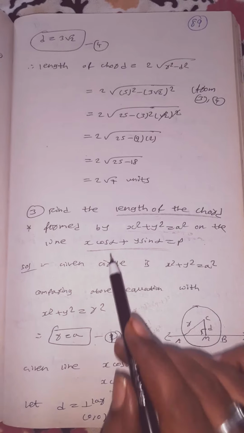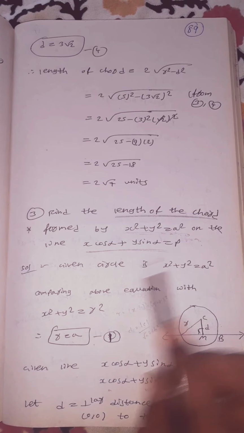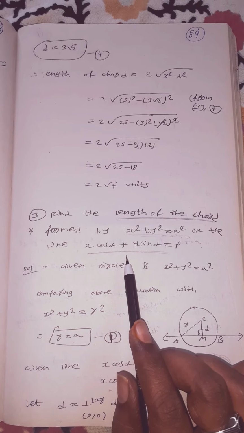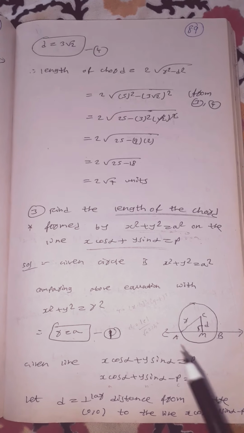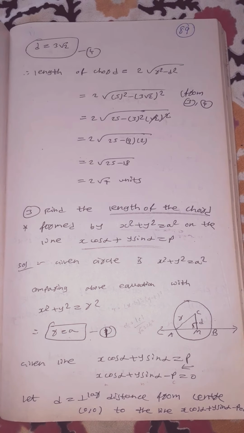Next. Find the length of the chord formed by x square plus y square equal to a square on the line x cos alpha plus y sin alpha equal to p. So this is the same process, children.